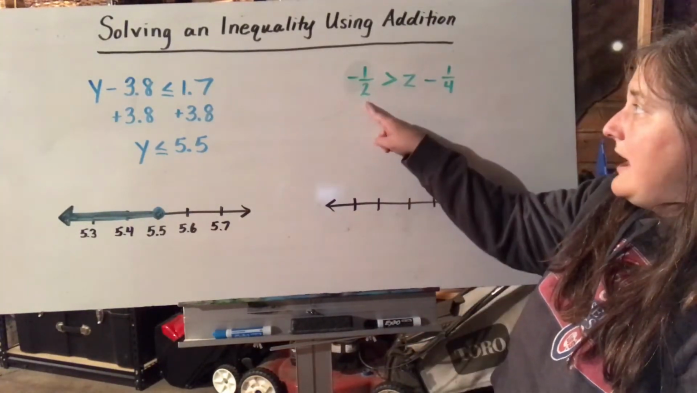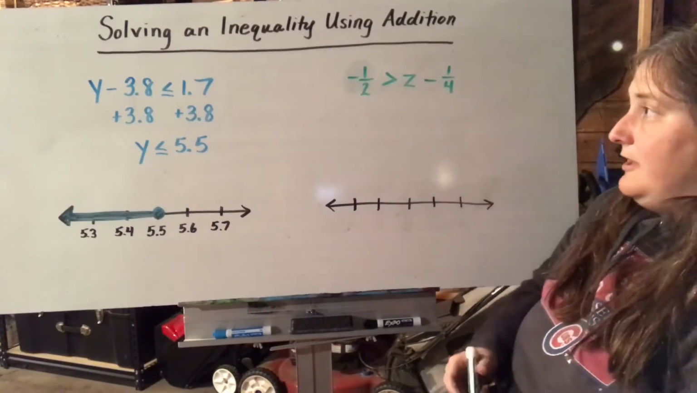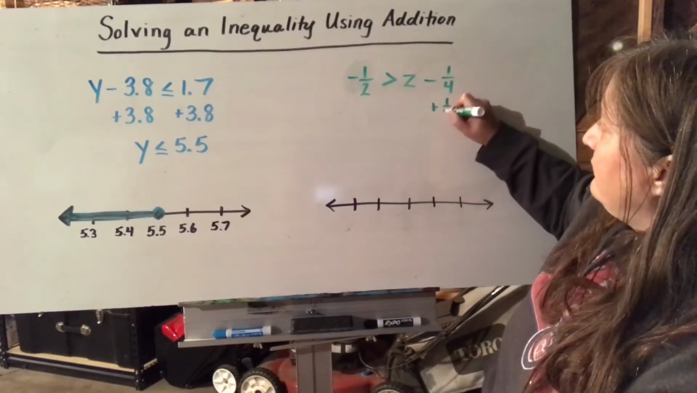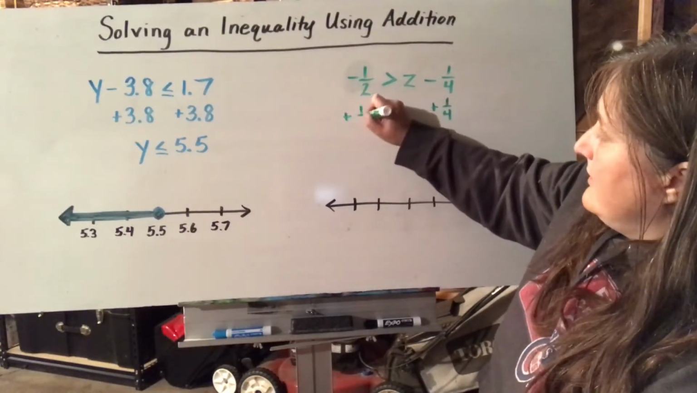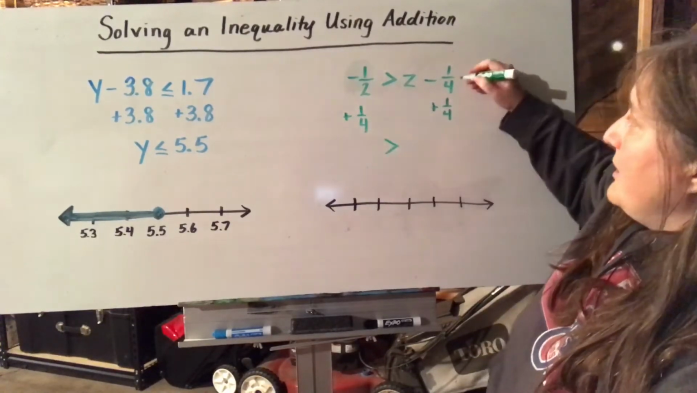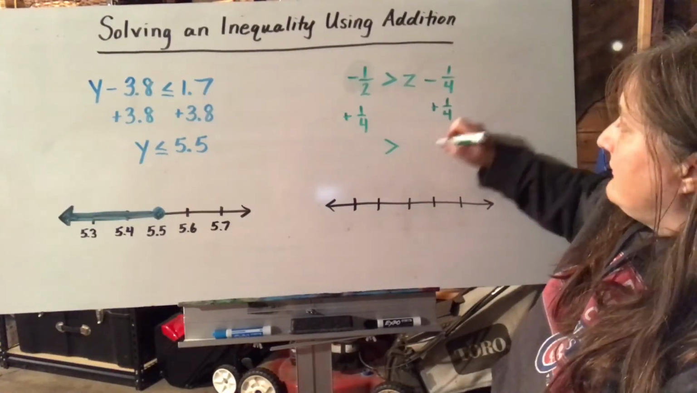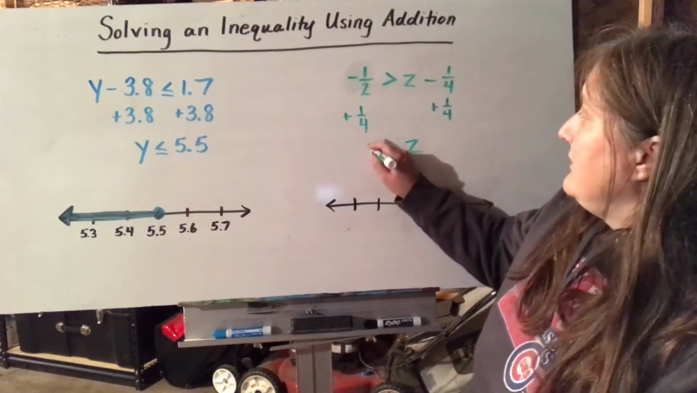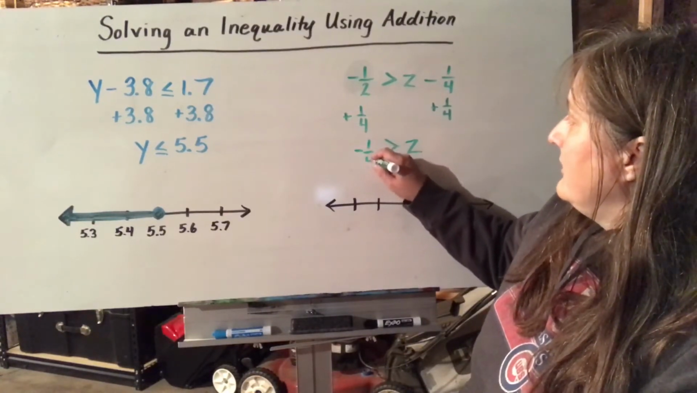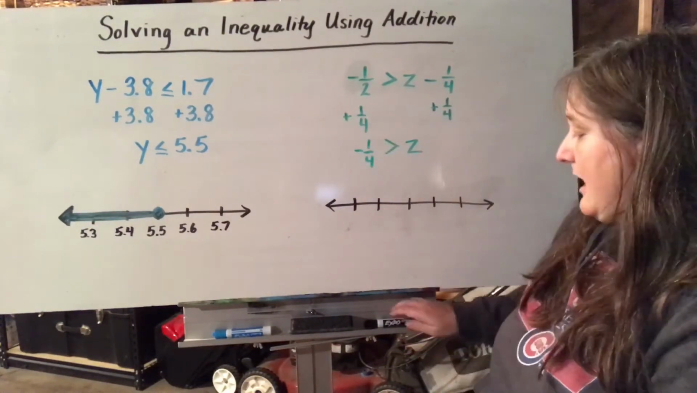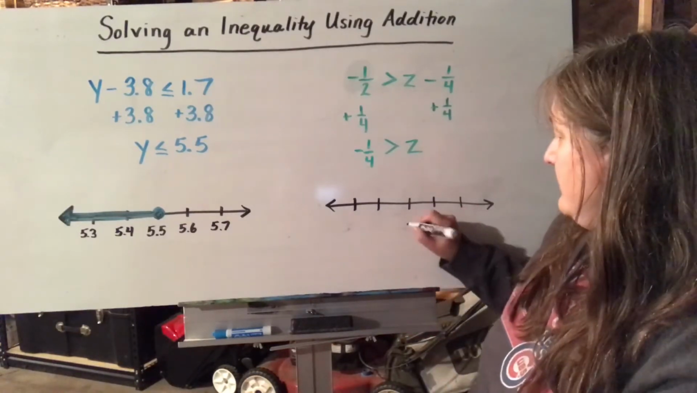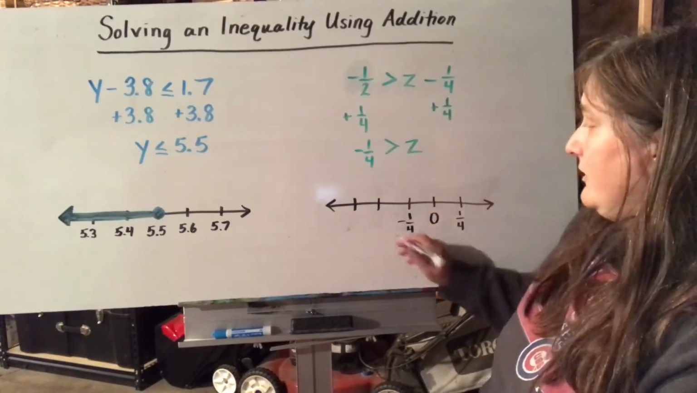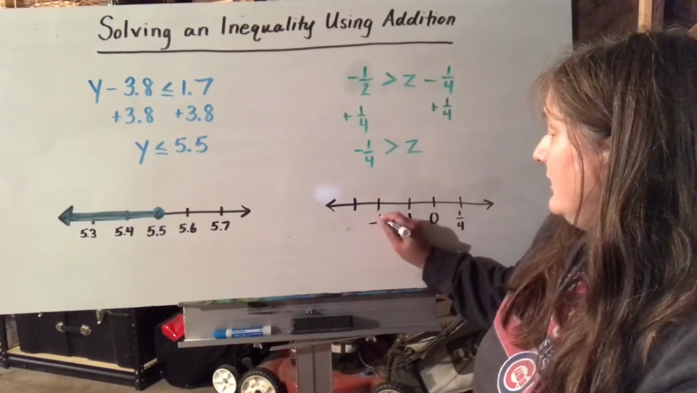Here I have negative 1/2 is greater than z minus 1/4. So in order to solve for z, I'm going to add 1/4 to each side. On this side, minus 1/4 and plus 1/4 will cancel out and I'm left with z. On this side, negative 1/2 plus 1/4 will leave me with negative 1/4. So on my number line, I want to make sure I have negative 1/4. And I'm going to put a few things that are larger than negative 1/4 to the right and a few things that are smaller to the left.